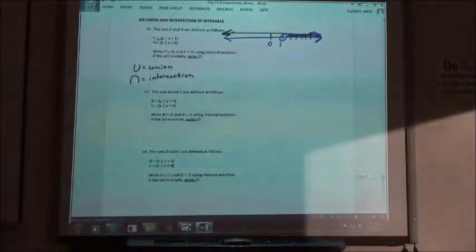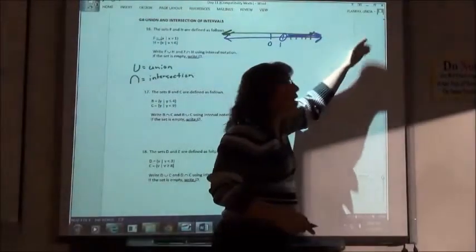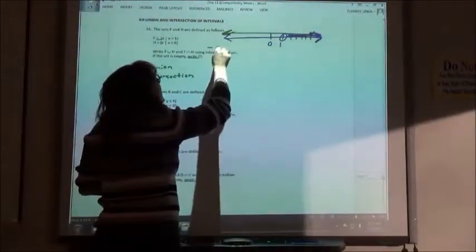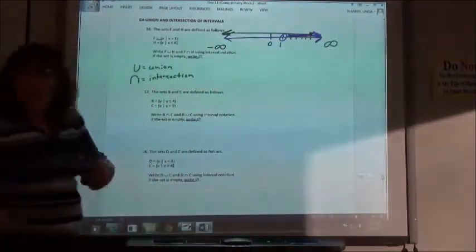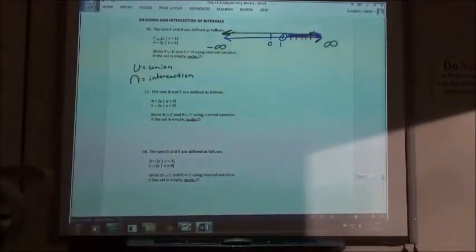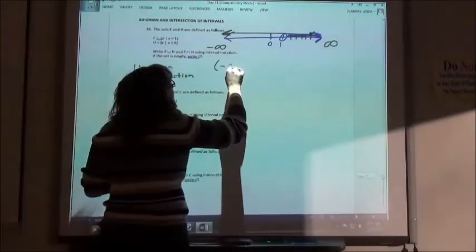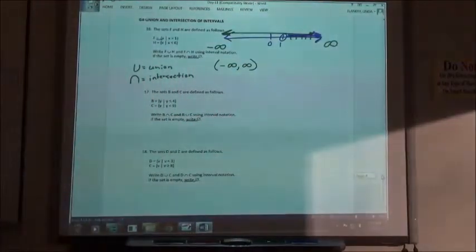And so what ends up happening is that I've shaded every number going to the right, I've shaded every number going to the left. I went from negative infinity to positive infinity. We did that interval notation thing. We said if we're doing infinity, it has to have a parenthesis. And so my answer is going to look like that.